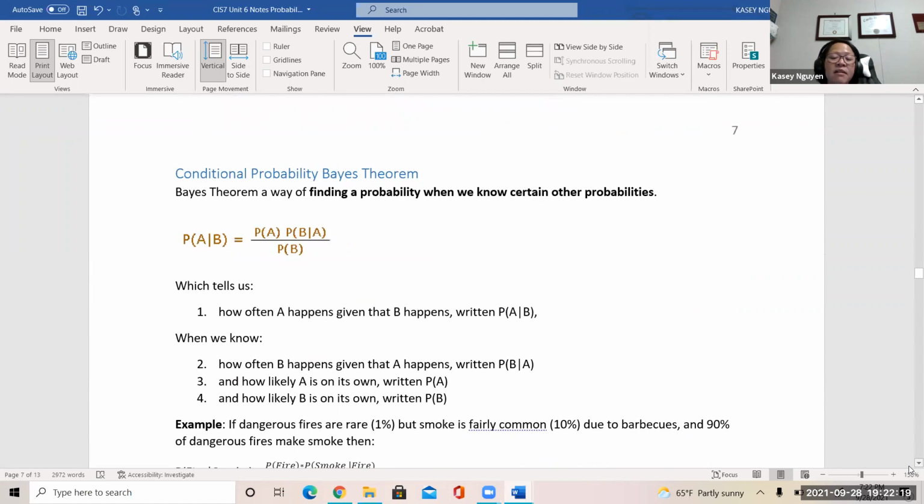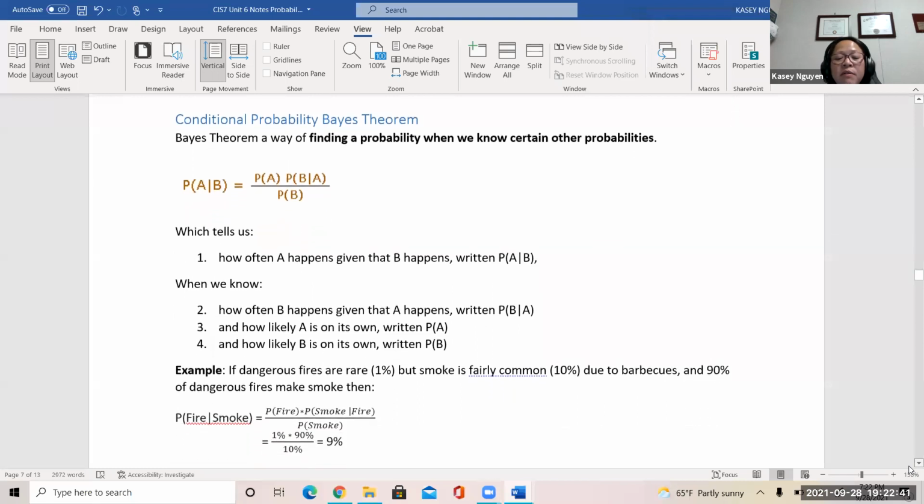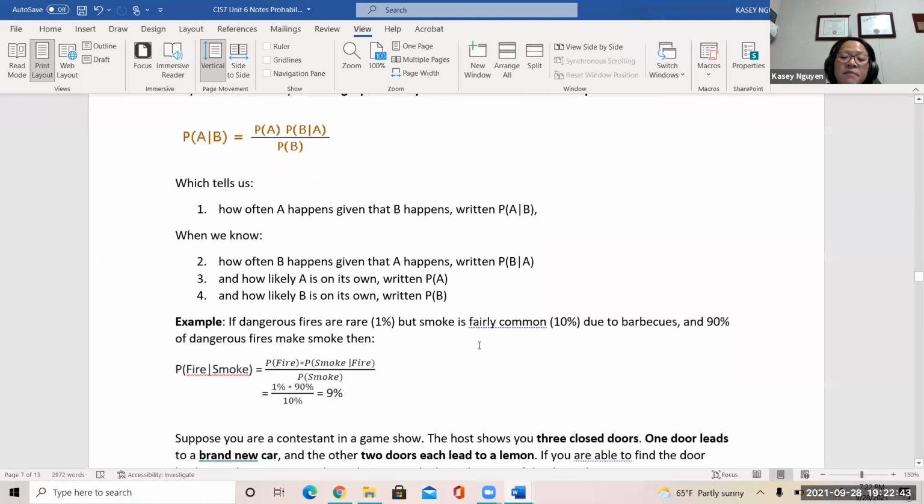So for Bayes' theorem, this is a way for us to find the probability if we already know certain other probabilities. And the example the author uses was smoke and fire, right? So if we already know that if there's smoke, there's a possibility that there's fire, okay?